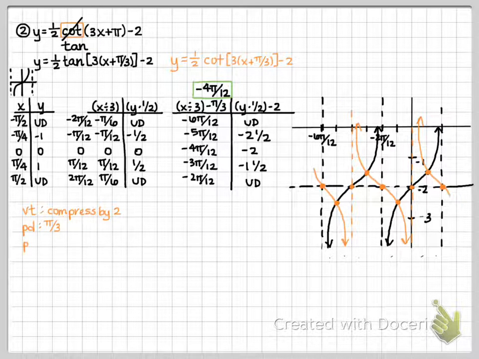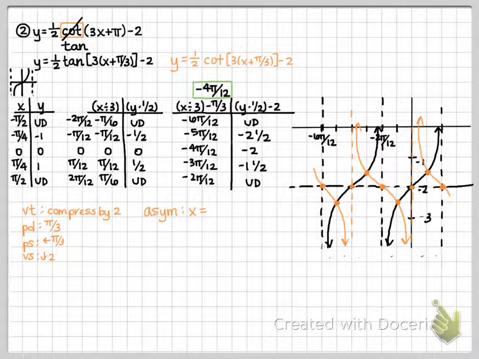My phase shift is the same for cotangent as it is for tangent. So it looks like it was left pi over 3. My vertical shift is the same for cotangent as it is for tangent, which is going to be down 2. All right, my asymptotes. Now, here's where I have to pay attention to the orange, because I am talking about the orange graph itself.